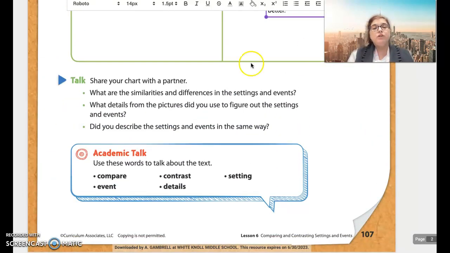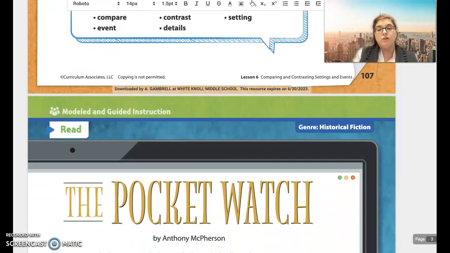So now I want you to take a look, and I want you to talk about the similarities and the differences in the events. See if you came out with something different. And what details from the pictures did you use to figure out the settings and events? Did you describe the settings and events in the same way? I want you to use these words as you talk about the text. You're comparing, contrasting, setting, event, and details. I want you to use those words, okay?